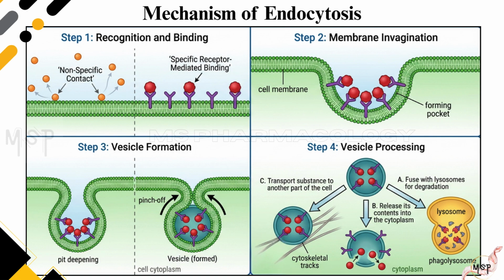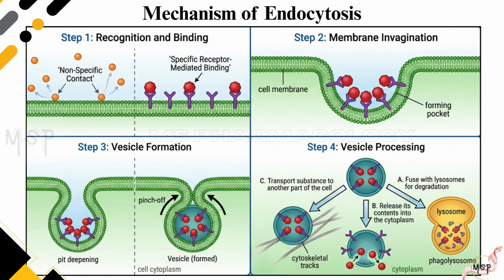1. Recognition and binding. The substance to be transported first comes into contact with the cell membrane. Sometimes this interaction occurs non-specifically, while in other cases, the substance binds to specific receptors on the cell surface. 2. Membrane invagination. After binding, the cell membrane begins to fold inward around the substance. This folding forms a pocket-like structure that gradually encloses the material.